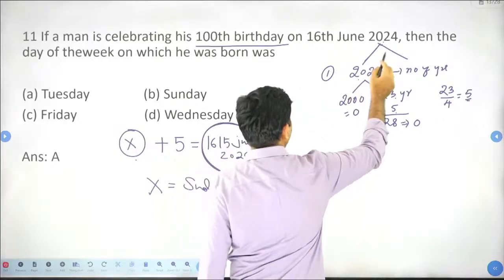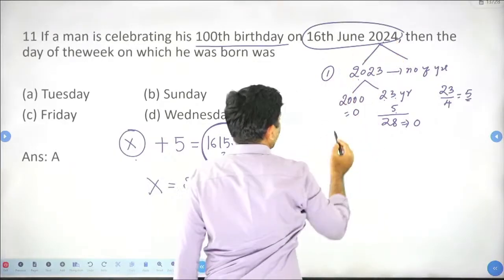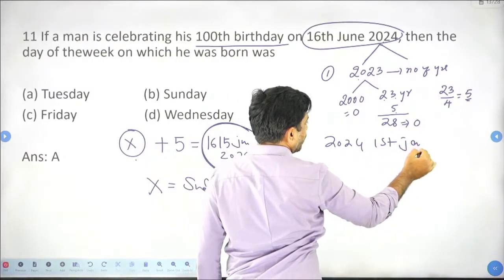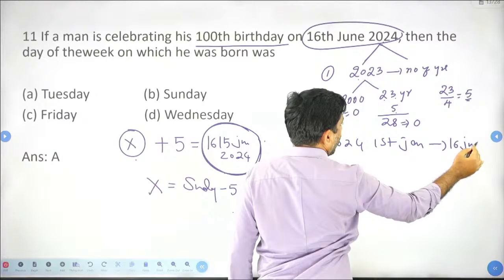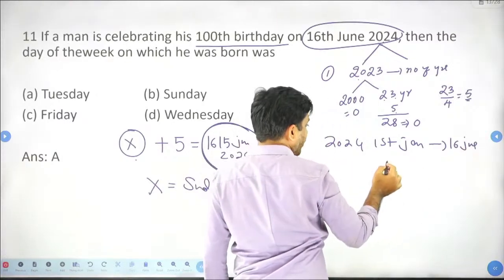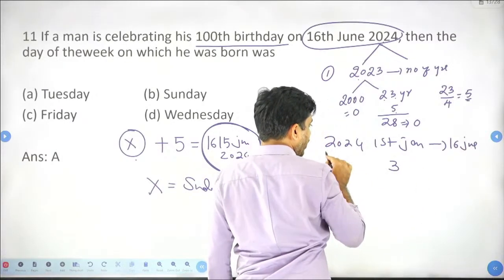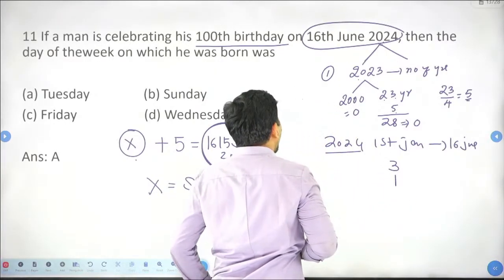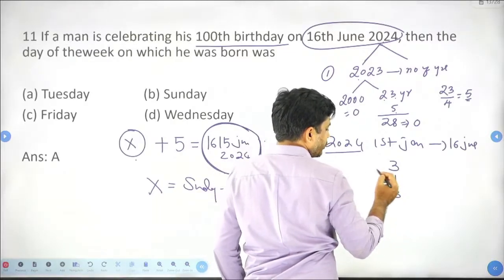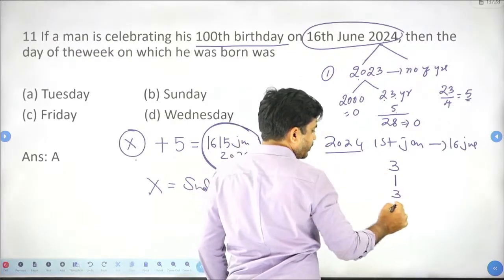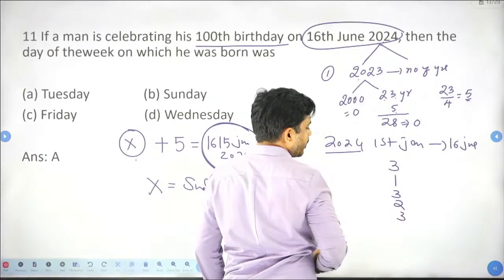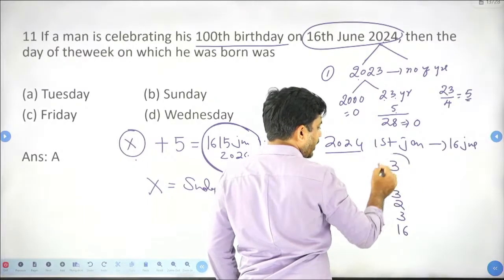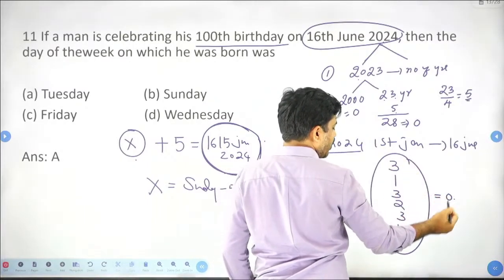Then go to this particular year. 2024 1st January to 16th June, how many days? January 31 days, 3 odd days. February leap year, 29 days, 1 odd day. March means 3 odd days plus 3. April means 2. May means 3. Okay. June means 16. Look at this. Again sum equal to 0 means 7 multiple.